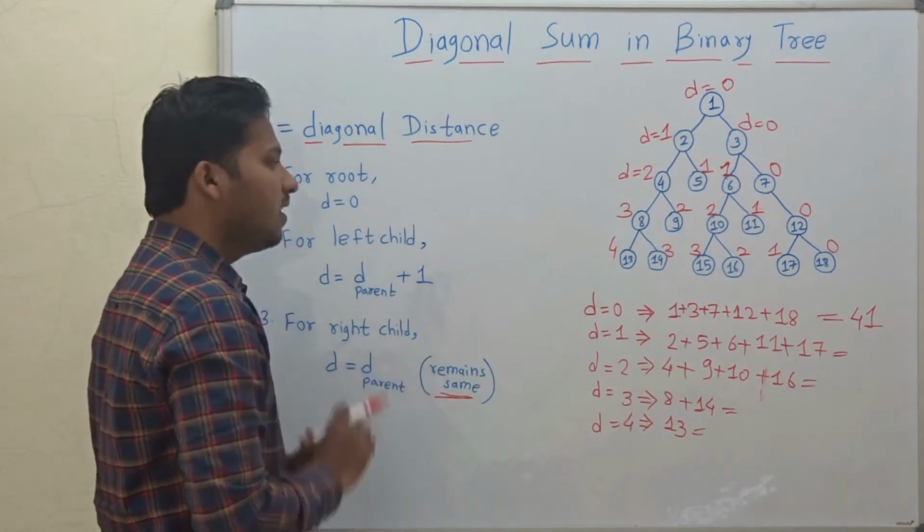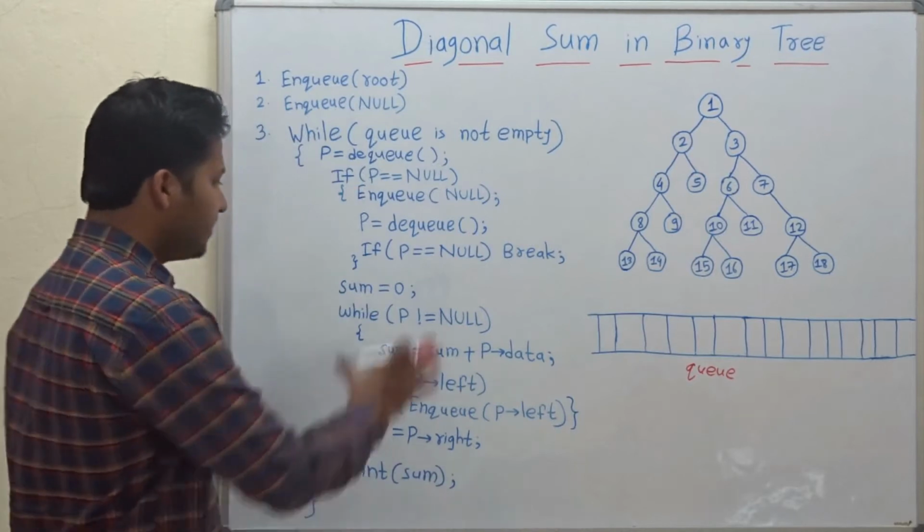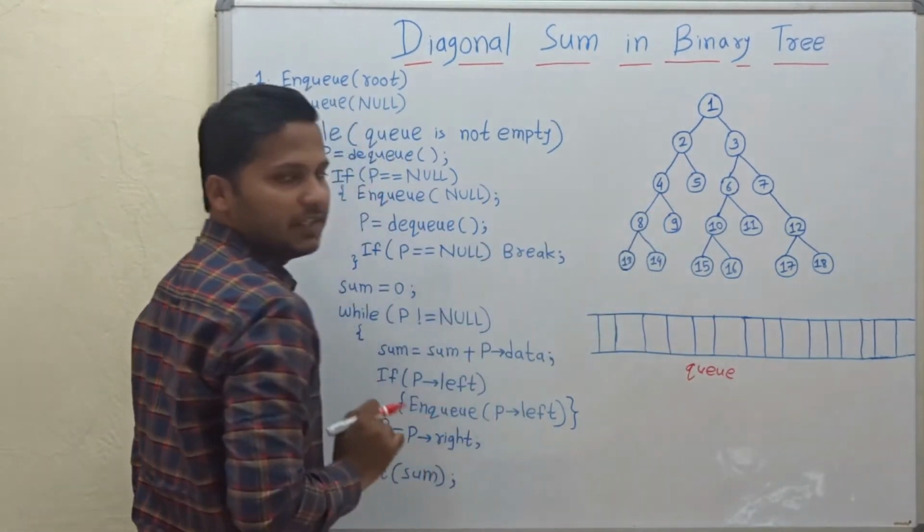Now we will see the algorithm for doing this. So let's see the algorithm now. This is the algorithm, and we are going to execute this algorithm on this binary tree.